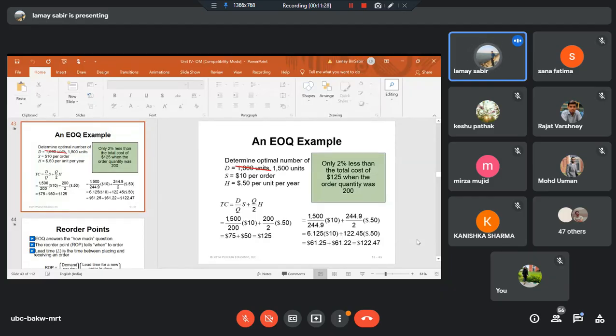you have the commodity, you have the material in hand before the inventory gets consumed, before the inventory reaches the level of zero. Now, the point at which you place the order, in the language of operations management, in the language of inventory management, we call it reorder point or ROP.